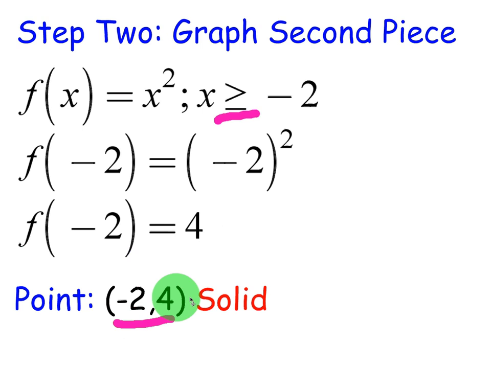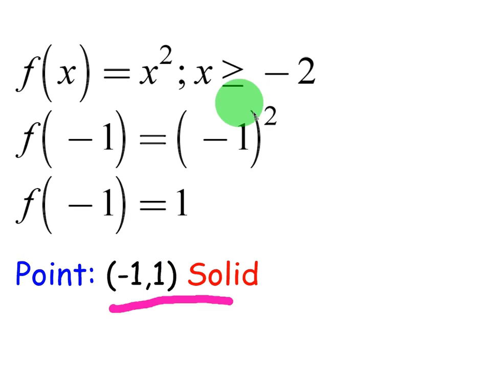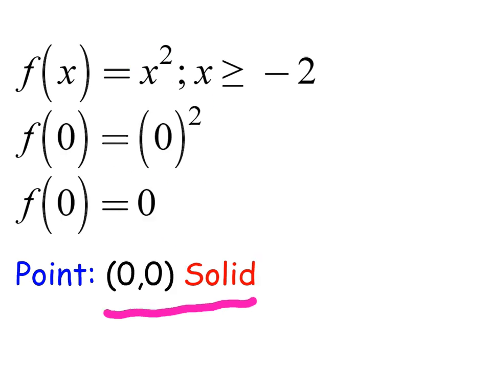Alright, next up, what should I plug in now? Well, I need to plug in something bigger than negative 2, right? So why not negative 1? Negative 1 is bigger than negative 2, and it's part of my interval, so therefore negative 1 squared is 1. I'm going to get a solid point at negative 1, comma 1. Now this is quadratic, so I can't just plug in 1 point. I have to keep going. Let's plug in 0 now. It's also bigger than negative 2. I get 0 back. Again, 0 is bigger than negative 2, so it's going to get a solid point.